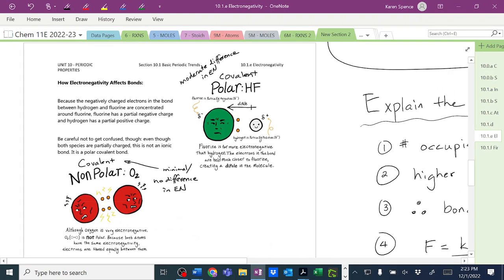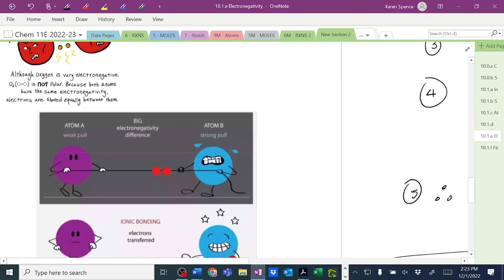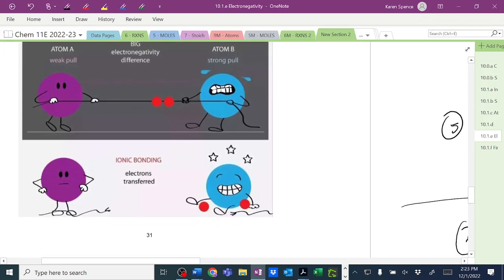And then finally, they didn't have one of the pictures with the little, you know, angry faces. I actually like these ones better. We have atom A has a weak pull and atom B has a strong pull. We have a big difference in electronegativity and we get ionic bonding where the electrons are transferred.